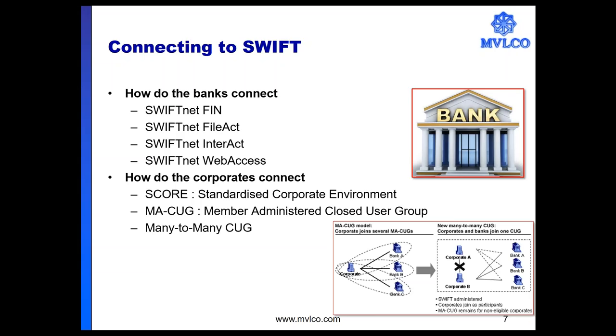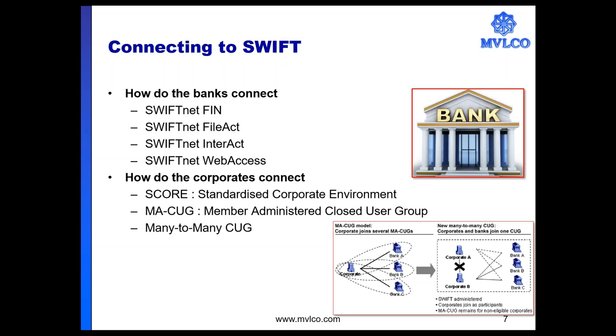It is possible that a couple of banks like Bank A, Bank B and Bank C come together and form a closed user group. In this situation, if a corporate joins that many-to-many CUG, that corporate would be able to communicate with any bank which is a member of that CUG. So I could say that this is a limited version of the standardized corporate environment. In the standardized corporate environment, we could communicate with any bank. This is scoped with the boundary, which is the CUG. So you could communicate as a corporate with any bank which is a member of that particular closed user group.